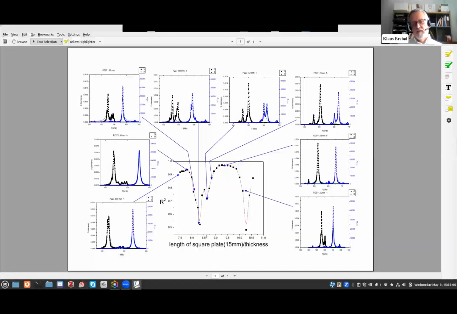And the aspect ratio is not 1 in 10 or 1 in 20. It is only 1 in 9. So we have a frequency range which is similar to the one that we plan to use for our modeling.